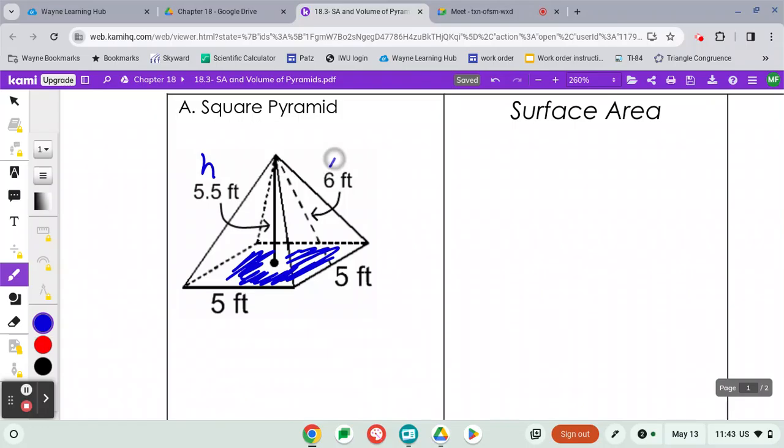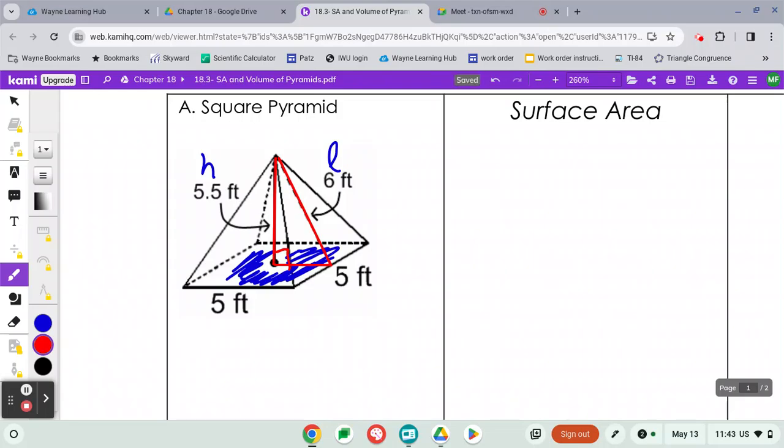Slant height. Good. Now, let's think for a second about this height and the slant height. The height I just drew in red. The slant height I also just drew in red. What shape do they form there? Triangle, and let's be a little more specific. What type of triangle? A right triangle.